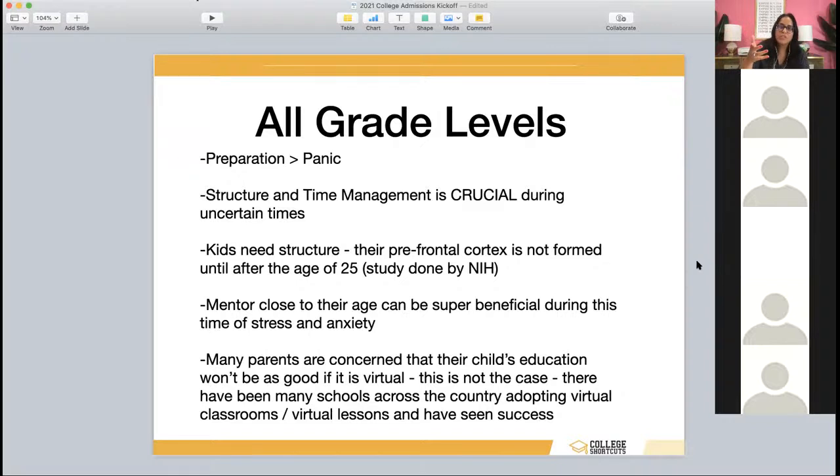And the truth is, kids need structure. Their prefrontal cortex is not formed until after the age of 25. So for them to do it on their own all the time can be very challenging because their brain doesn't actually work that way. And having a mentor close to their age can make a really big difference.